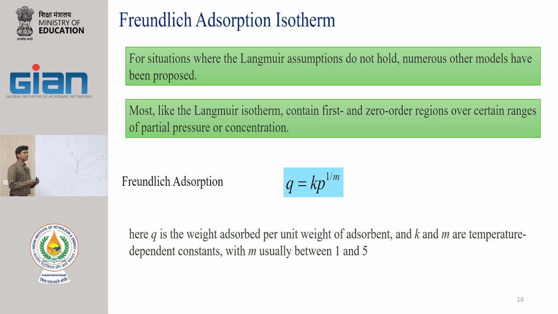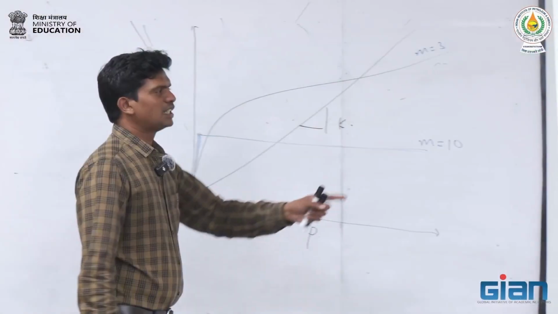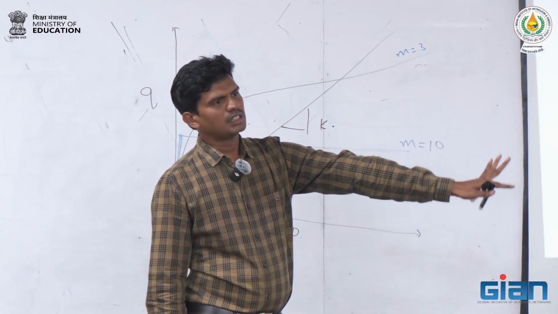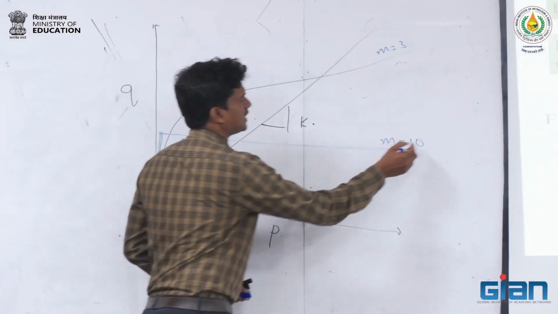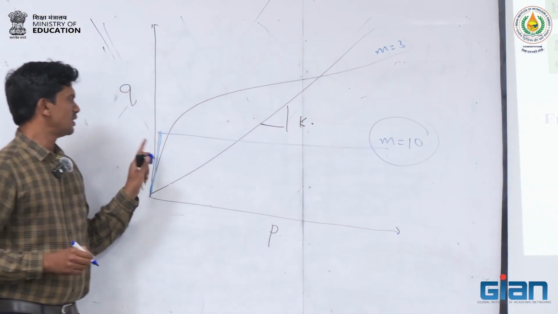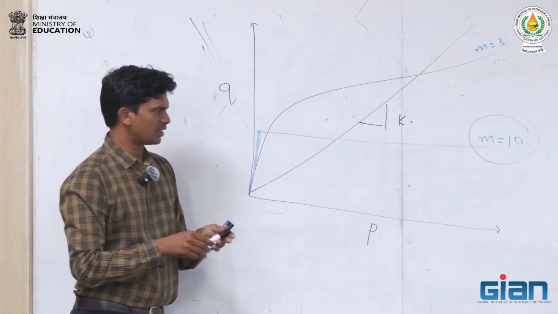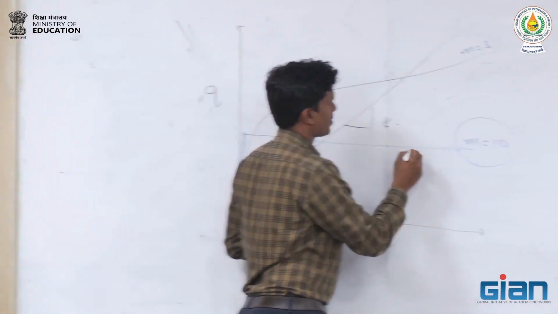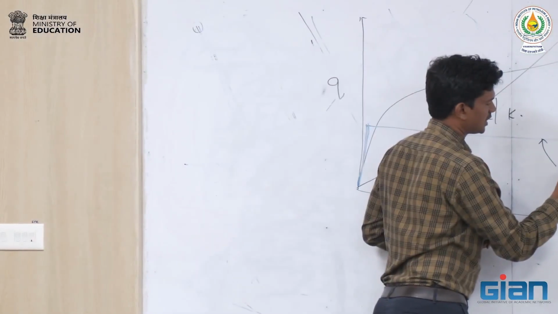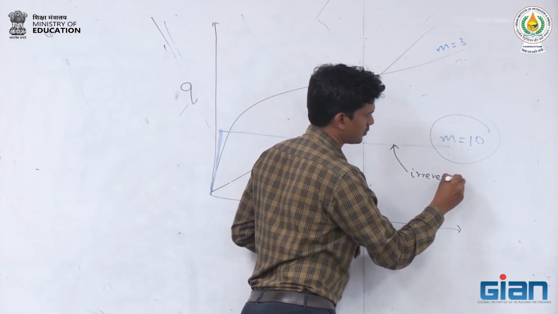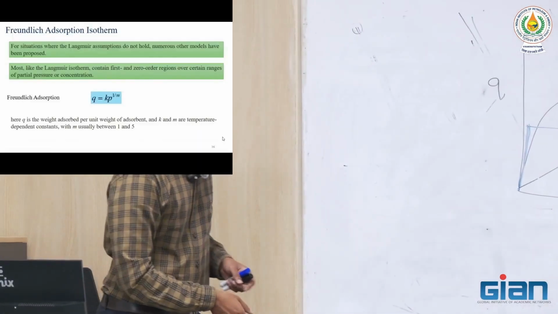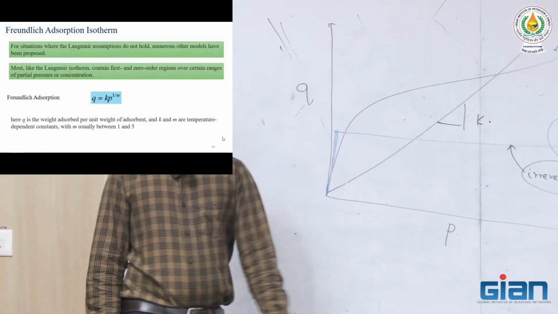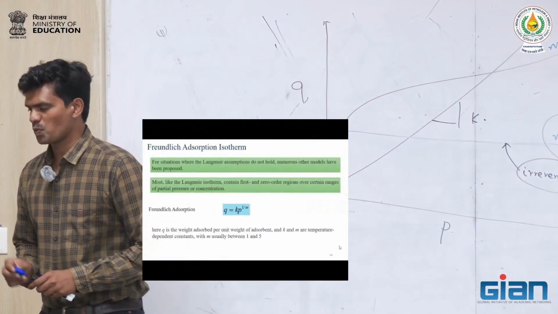Usually whenever we try to fit with the Freundlich adsorption isotherm, M is between 1 and 5. If it is larger than 5, there is something wrong and we have to check. When M is equal to 10, this adsorption isotherm is called an irreversible adsorption isotherm. This only happens when the process is irreversible. It follows a rectangular kind of curve. That's what we see.